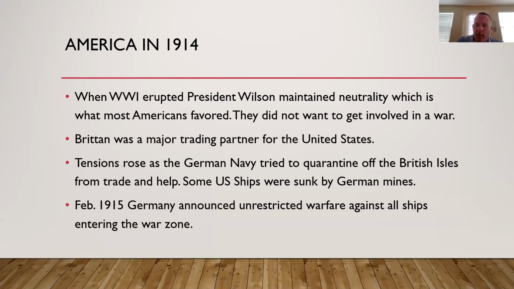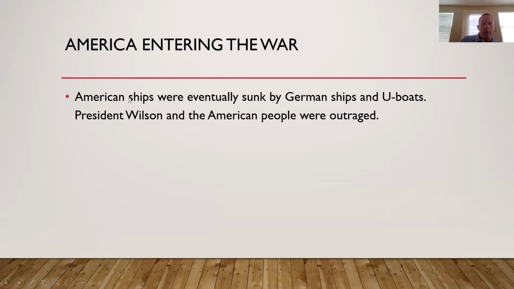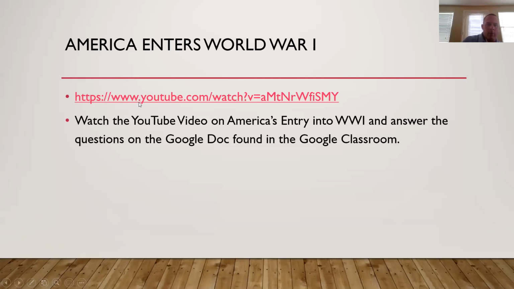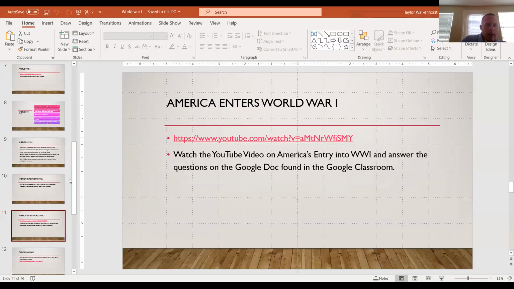Some U.S. ships were sunk by German mines as well as submarines. And then in 1915, Germany announced unrestricted warfare against all ships entering the naval blockade. American ships were eventually sunk by German U-boats or submarines, like we talked about, and Wilson and the American people were outraged. So you're going to pause this video now.